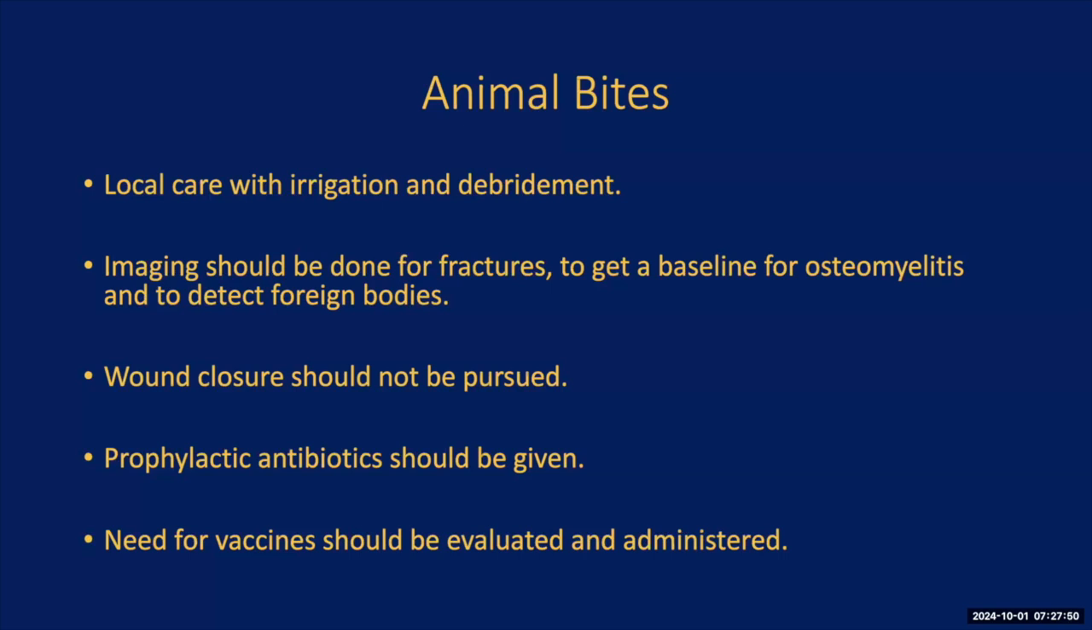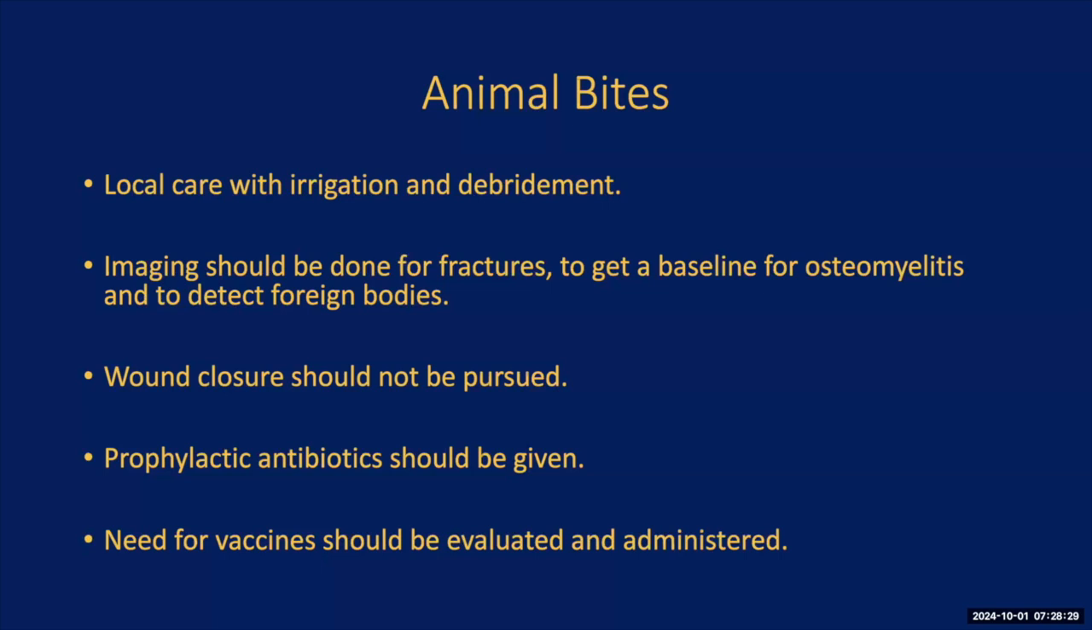So the general principles are: one needs wound care, you need irrigation and debridement, you want to get rid of any necrotic and dead tissue, and get rid of any visible infection that you see with that, essentially. So imaging ought to be done for fractures, number one, because that can happen with many animal bites, and also to get a baseline for osteomyelitis and to detect foreign bodies. So many animal bites may lead to osteomyelitis down the line.